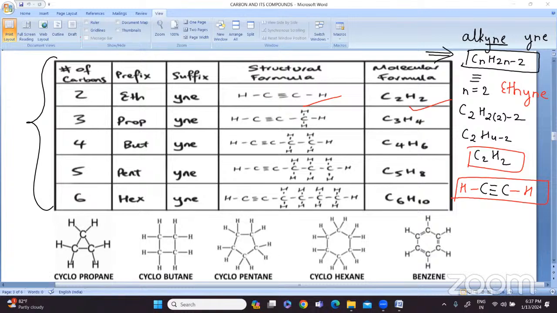Okay, moving forward. So these organic compounds belong to the alkyne series. So this organic compound belongs to which series? They belong to the alkyne series.